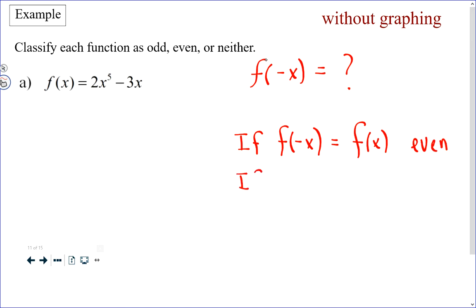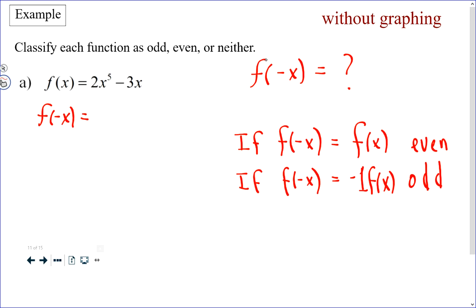If f of negative x gives us the negative of the function we started off with, then it's odd. And I want to point out to you that negative f of x means negative 1 multiplied by f of x. So we have to determine f of negative x. Now, how do we do that? Well, if I said to you, what is f of 3 equal to, you would replace x in the original function with 3. If I said, what is f of r equal to, then you would replace every x in the original function with r.